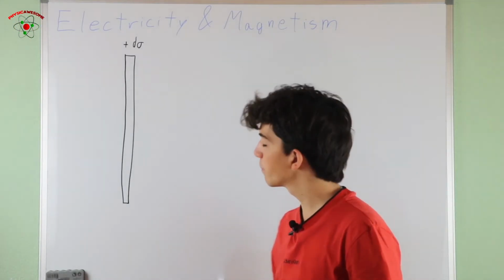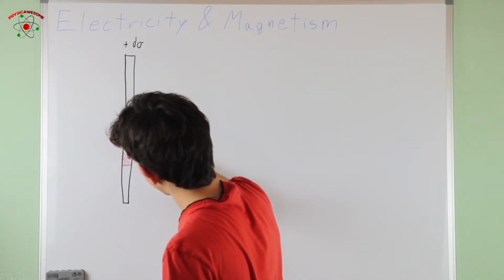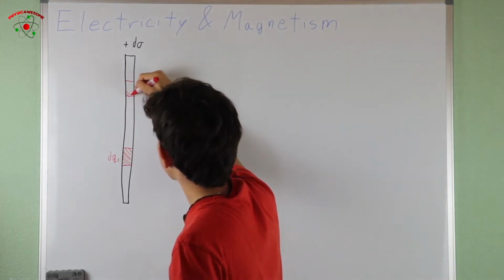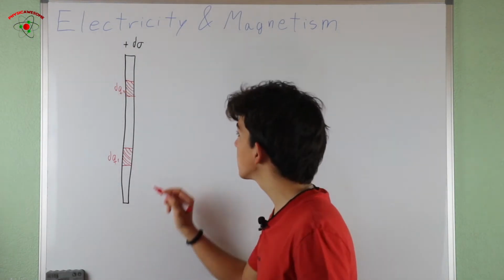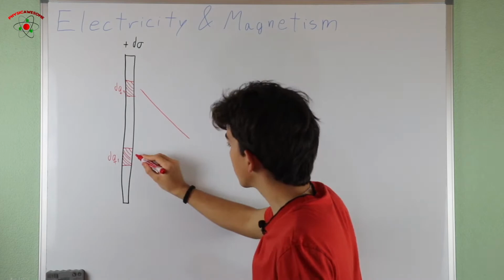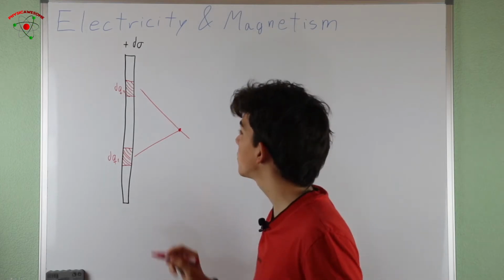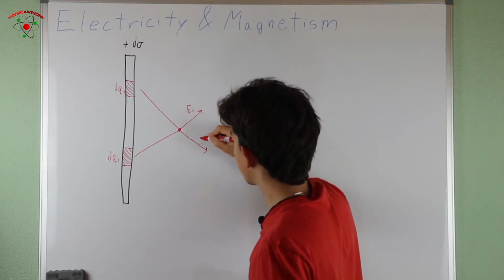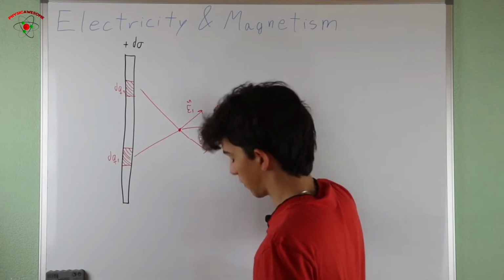How does that work? If we take two elements, one over here, a small element dq1, and a small element dq2, we see they are going to create an electric field in this direction and in this direction. So if we are aiming to see what happens at the middle point, we're going to have two electric fields, E1 and E2, and if we add them, we're going to have a net electric field.